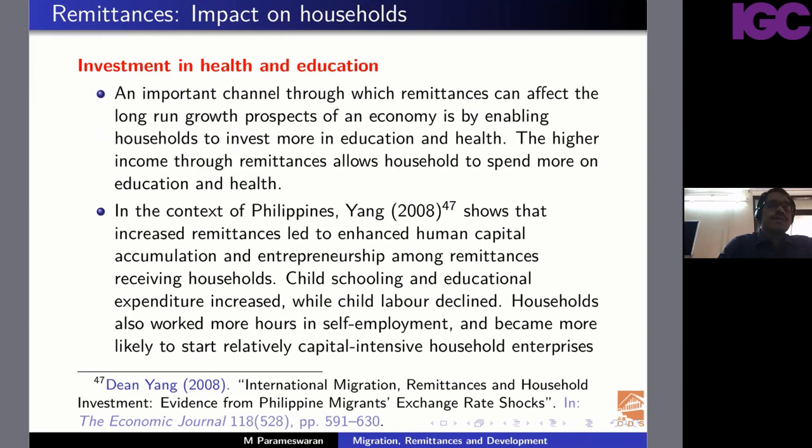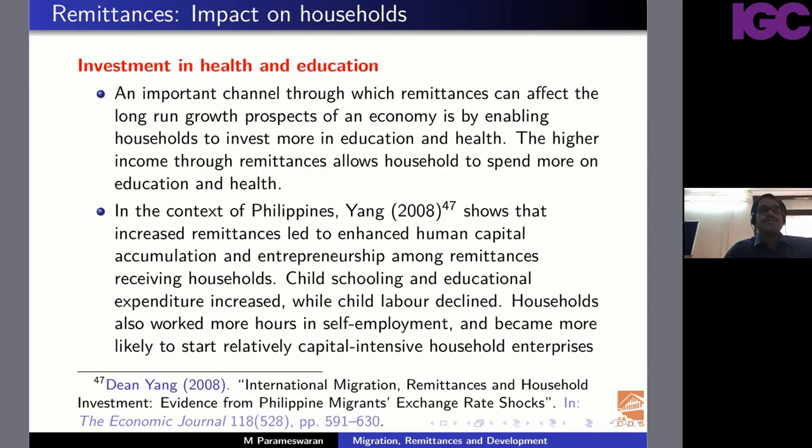In this case, an important paper by Yang, published in the Economic Journal, shows that in the context of the Philippines, the 2008 financial crisis led to the depreciation of the Philippine currency. When the currency depreciated, your remittances had more value in terms of domestic currency, which led to an increase in remittances. In that context, we examine whether these increased remittances contributed to more education and investment expenditure.